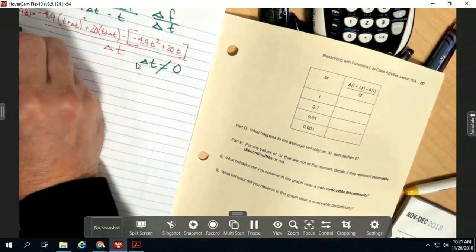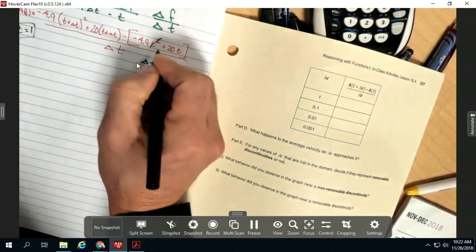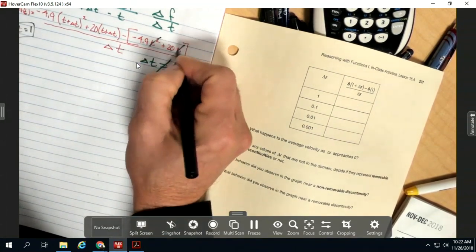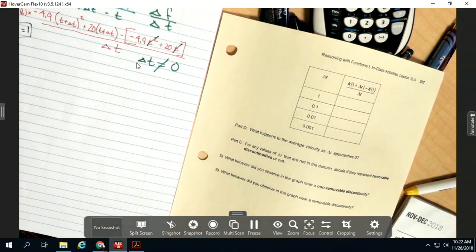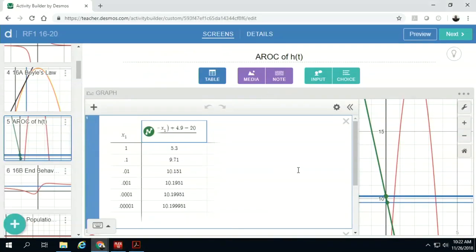It said where t equals 1. So this becomes negative 4.9, and this becomes just plain old 20. So those two numbers just stay where they are. So let's look here at our function and see what we can see.